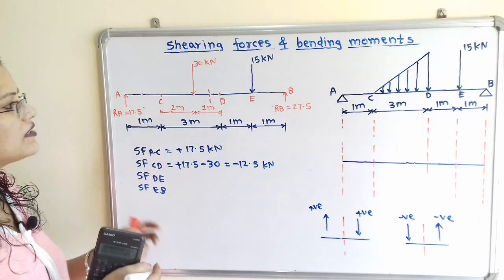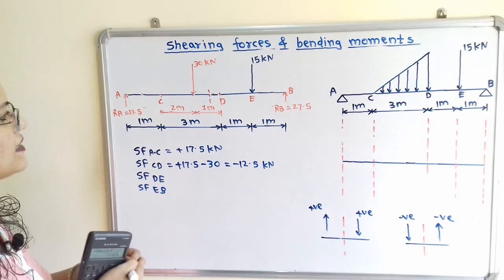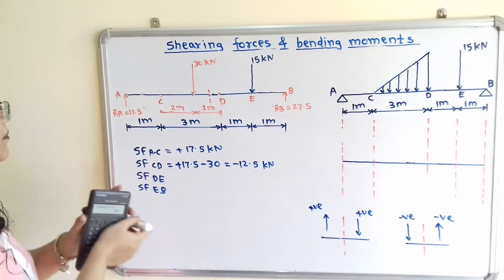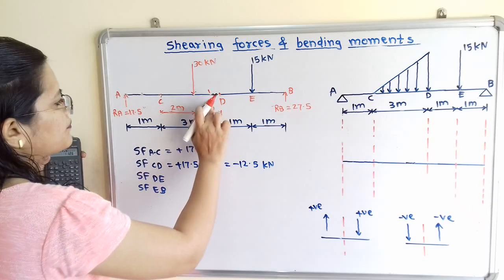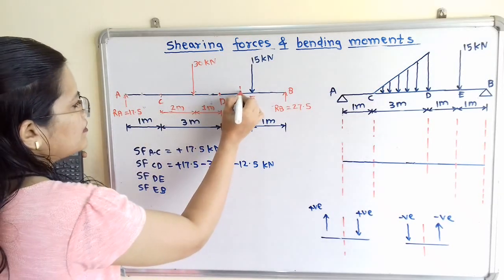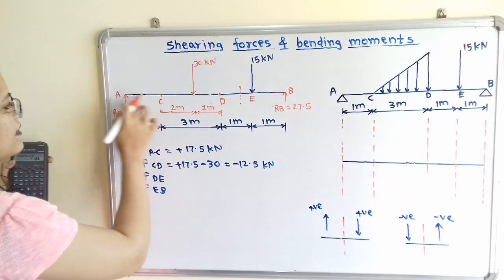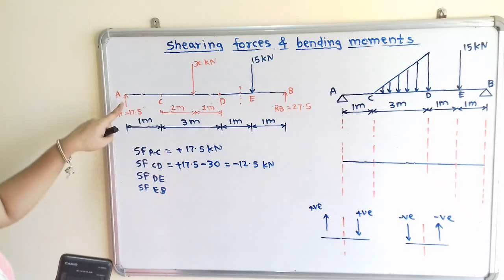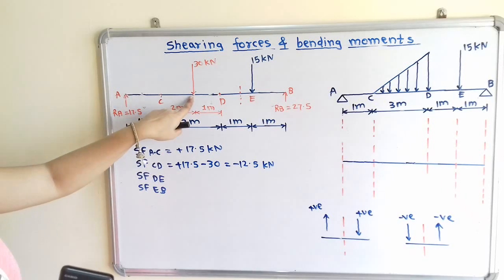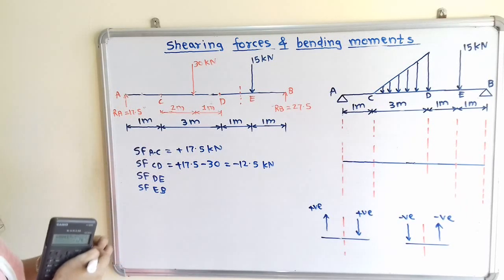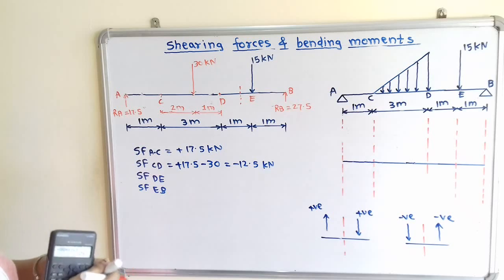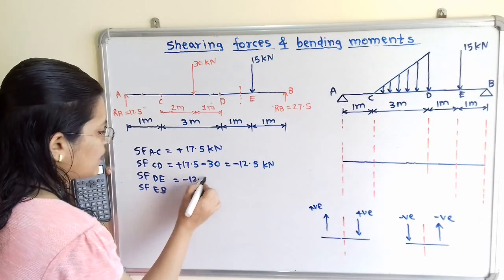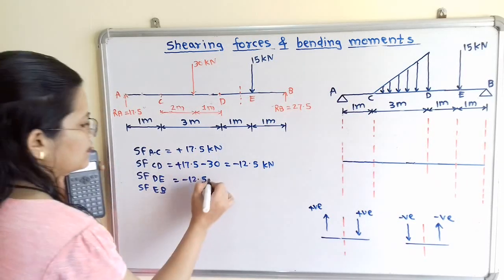Now we will move to the next section, that is section D to E. Now if we observe in between this D to E, if I show here the section line, then the same two forces are there, that is plus 17.5 and minus 30, which are on the left hand side. So here I will show the same load, that is minus 12.5 kilonewton.